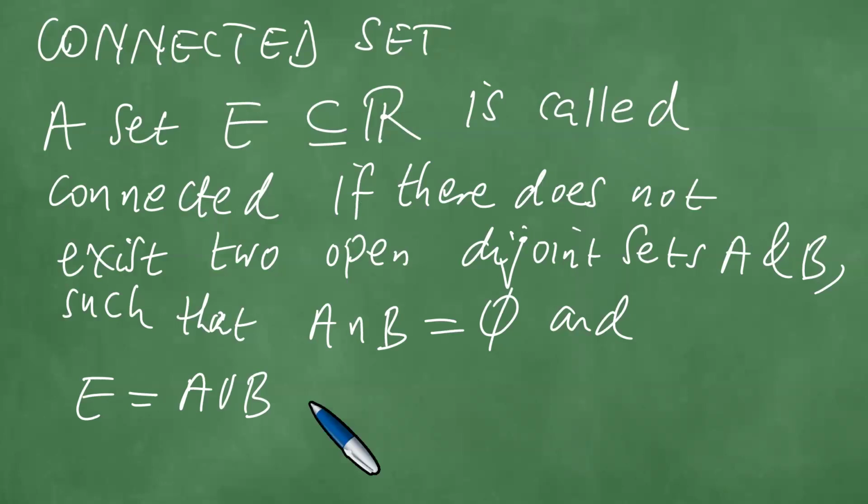I'm going to mention a little bit more. We continue. So that set is called connected if you cannot break it into two disjoint open sets that are like that.